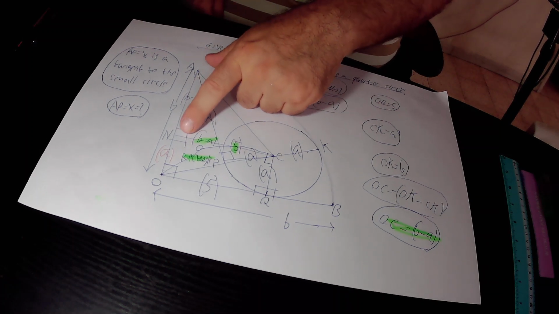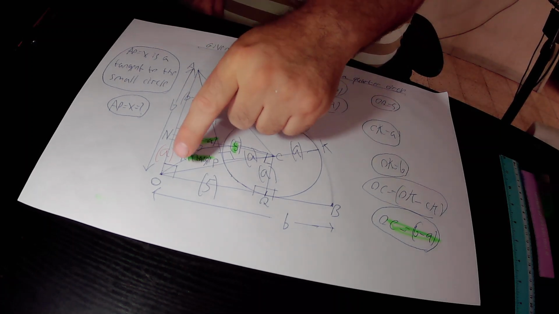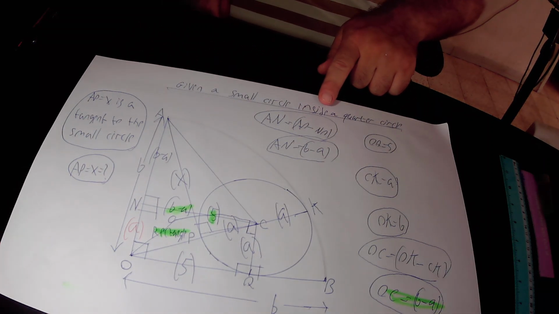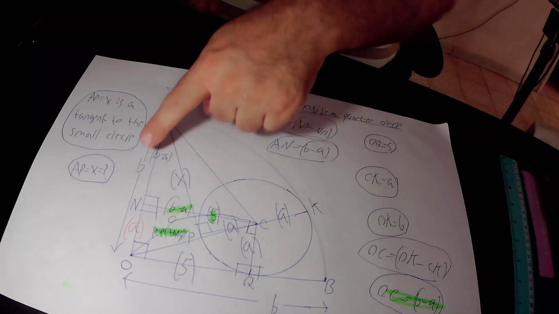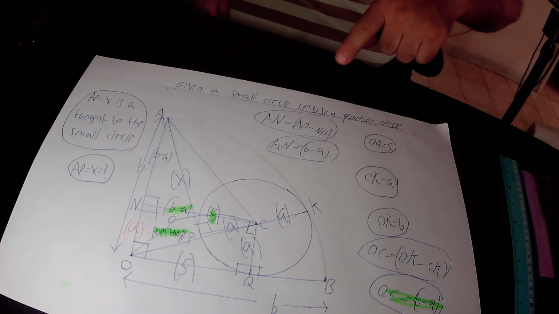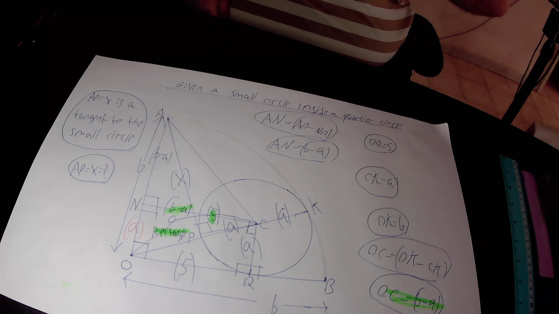What is the length of this line segment AN? AN equals AO minus NO. So AN in total equals AO, that is B, the radius of the quarter circle, minus NO, that is A. So in total, AN equals B minus A units in length.